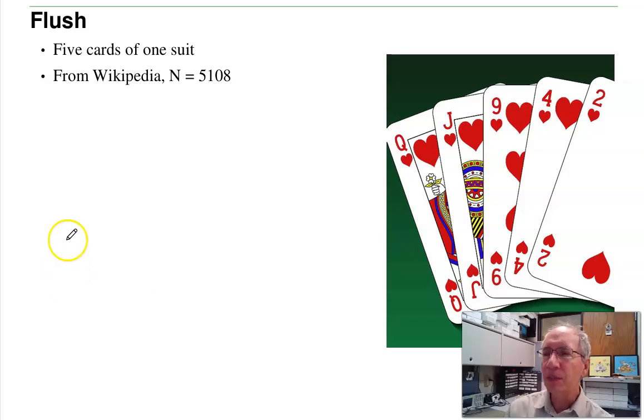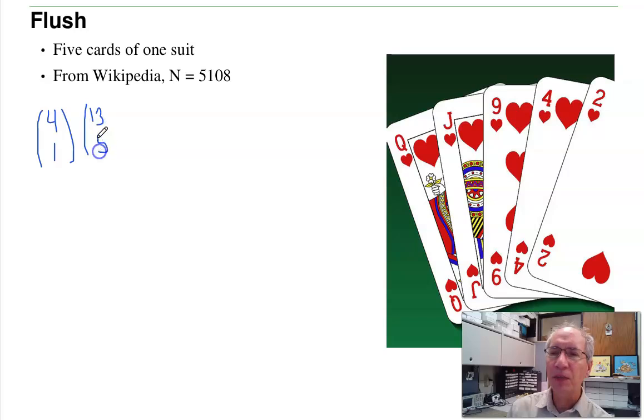Okay, starting out, flush is 5 cards of the same suit. If I include straight flushes and royal flushes, just say all flushes, then what I would have is there are 4 suits, choose 1. There's clubs, diamonds, hearts, and spades. Pick one of those suits. If I picked hearts, then there are 13 hearts in the deck. Pick 5. That's almost the right number.